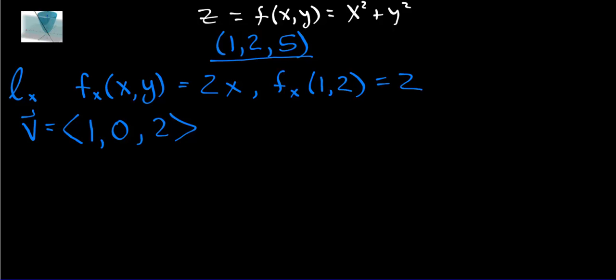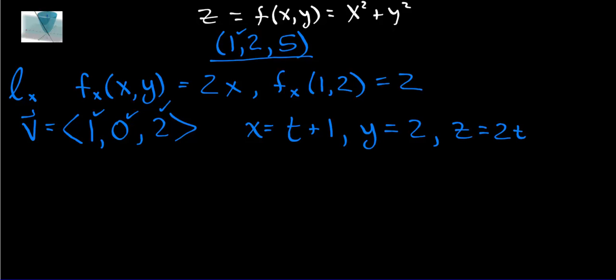So here we go. We can say x is equal to 1t plus 1, at the point. y is equal to 0t plus 2. And z is equal to 2t plus 5. And there is our equation. That's our set of parametric equations that will give us the equation for that tangent.